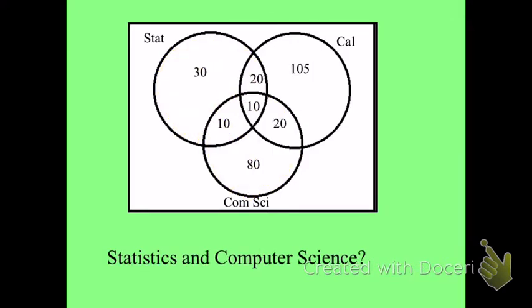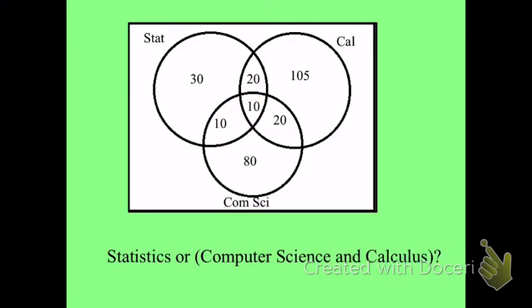Okay, next one, statistics and computer science. So what part gets shaded for stats and comp sci? The 10 and 10, so just these two. If it said and not calculus, then you would just have the 10, and it wouldn't include the 10 at all.